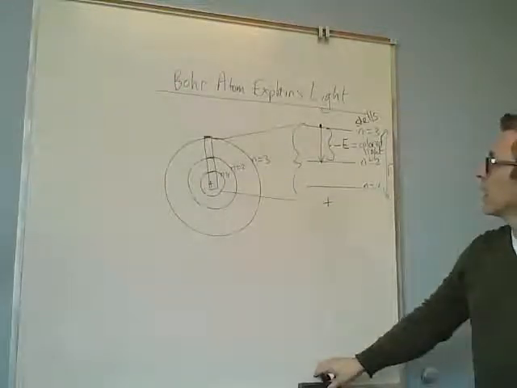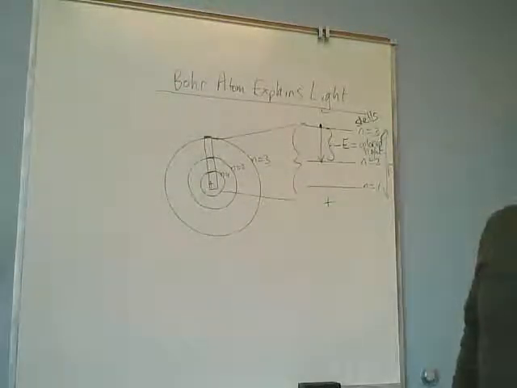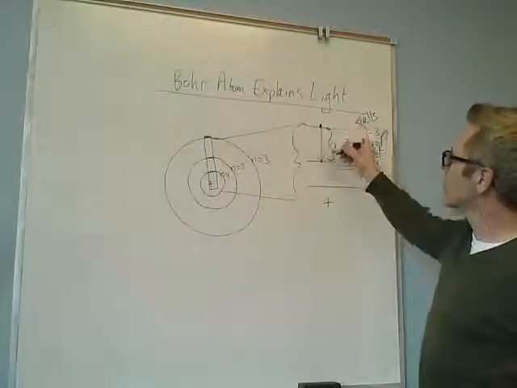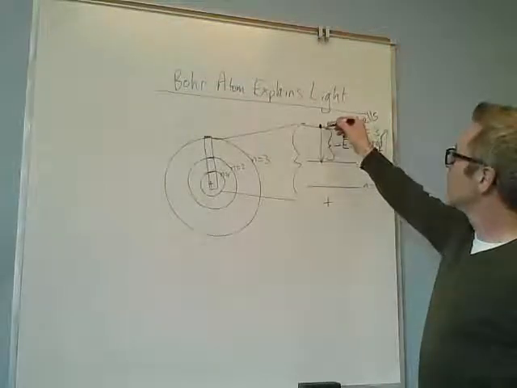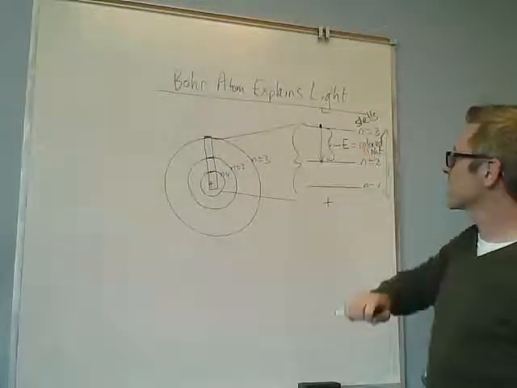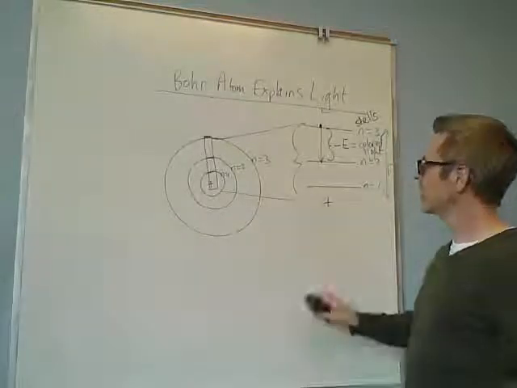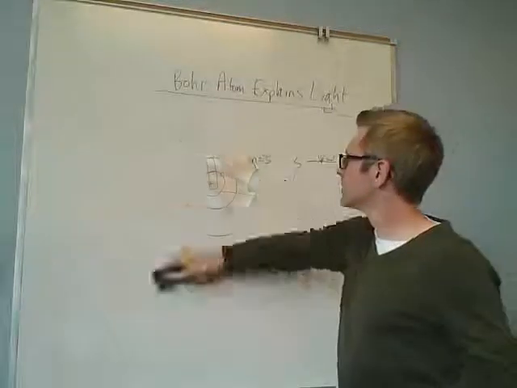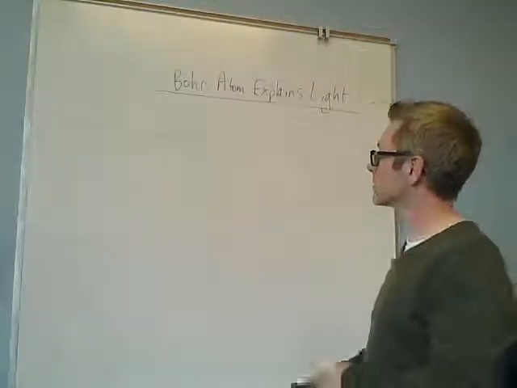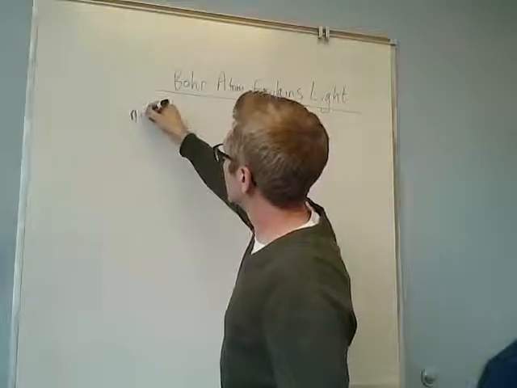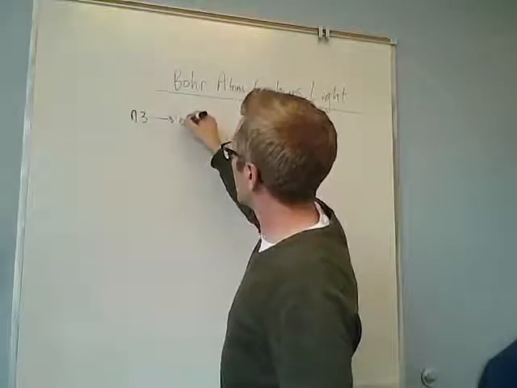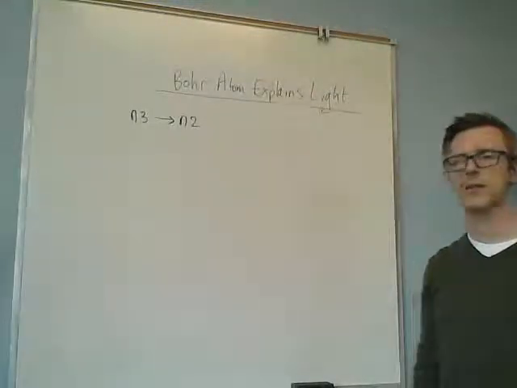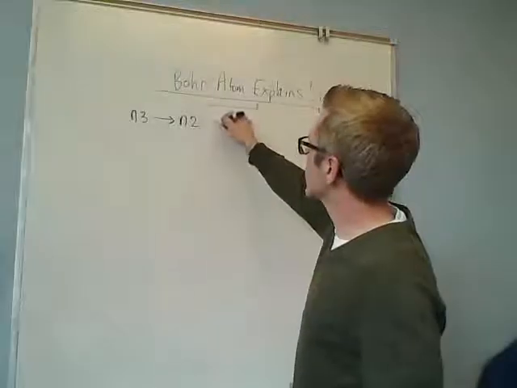So let's have a look. In my notes, we're actually going to do a calculation. Let's calculate what color of light would be found if an electron decayed from the third level to the second level. I'll need to erase this so we can do a quick calculation. So an electron is going to decay from the third level of the Bohr atom to the second level. We're going to use an equation.